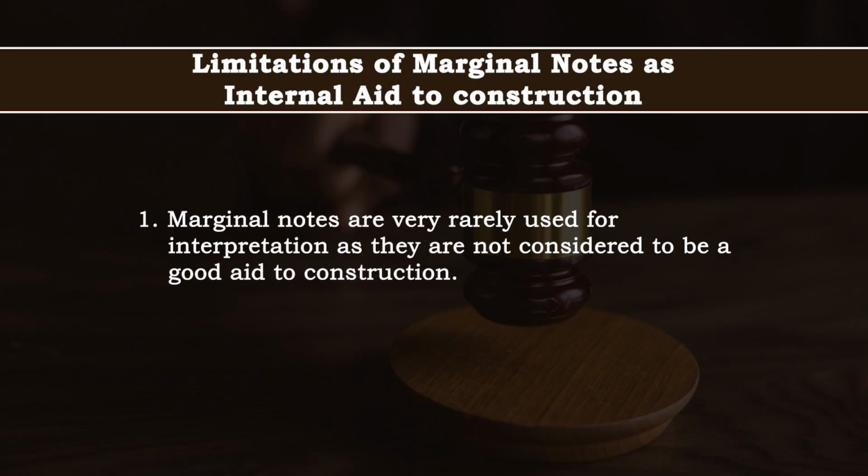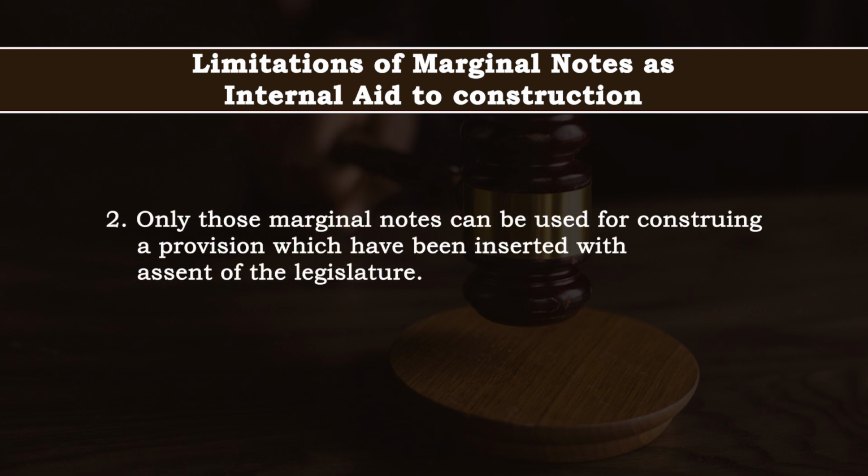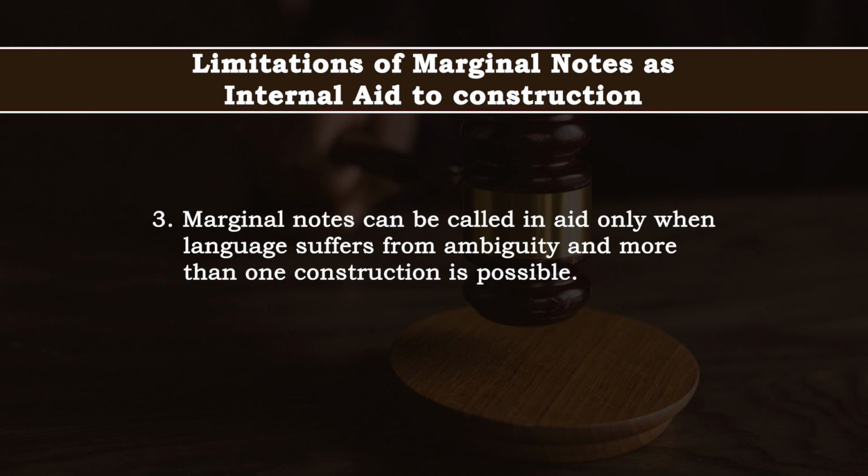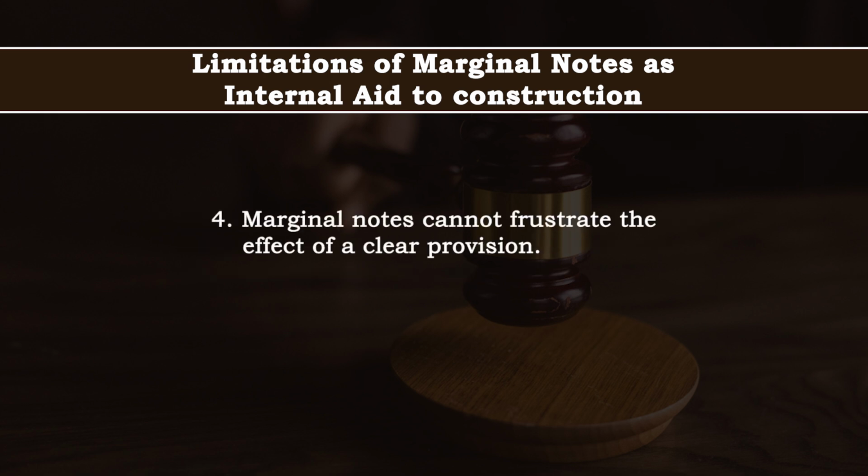The first limitation: marginal notes are very rarely used for interpretation as they are not considered to be a good aid to construction. Number 2, only those marginal notes can be used for construing a provision which have been inserted with assent of the legislature. Number 3, marginal notes can be called in aid only when the language suffers from ambiguity and more than one construction is possible. And number 4, marginal notes cannot frustrate the effect of a clear provision.